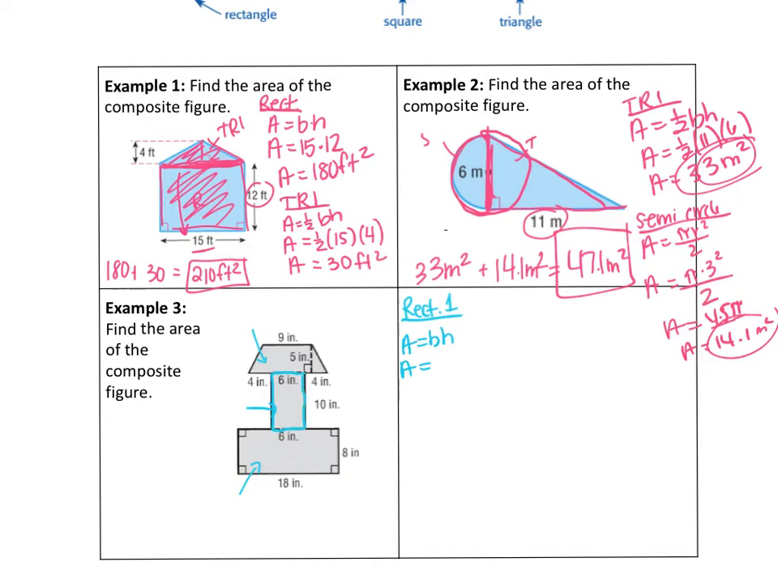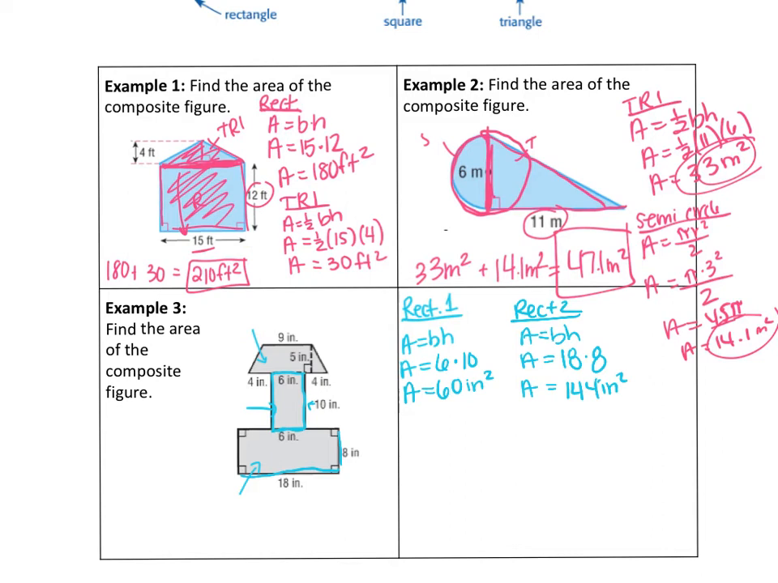It's hard to tell on this, but I know here that at least one of them is 6, and then the height looks like it's 10. Otherwise, I don't know where that 10 would be going to. So the area of rectangle 1 is 60 inches squared. Do rectangle 2. The area is base times height. The base of rectangle 2 is 18, and the height is 8. Area is equal to 18 times 8, which is 144 inches squared.